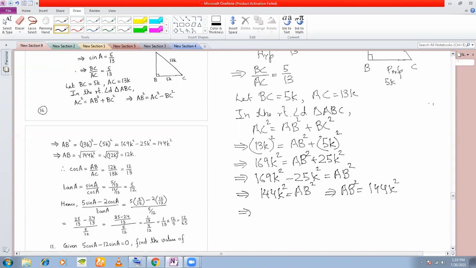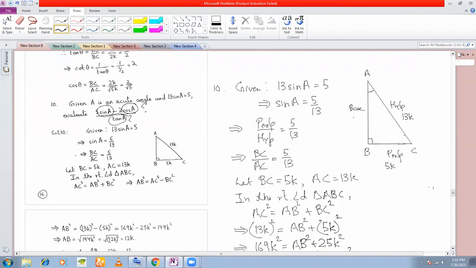Means AB square is equal to 144K square. That means AB is square root of 144K square. So 12K. Not only 12, okay? 12K. So this is 12K. Okay, so from here, what do we have to calculate?